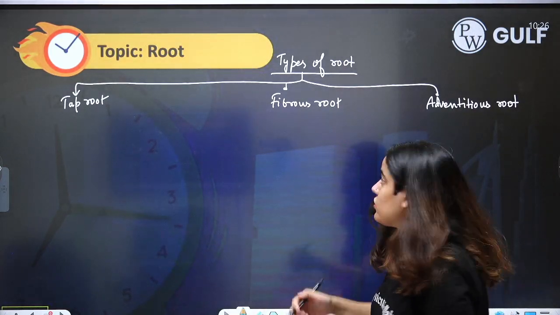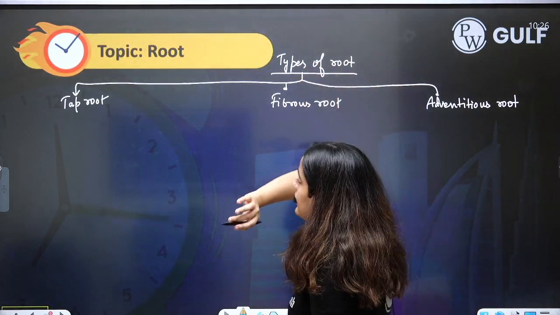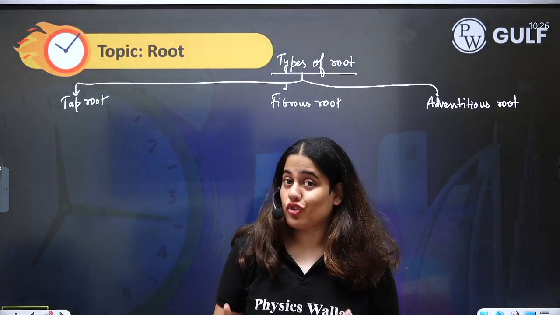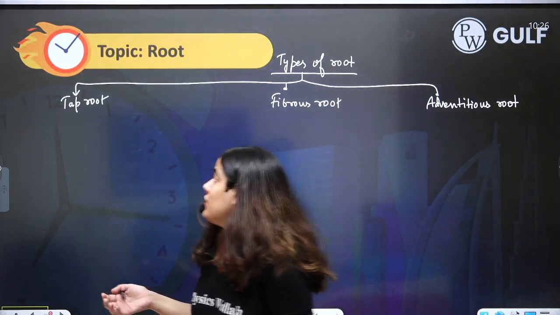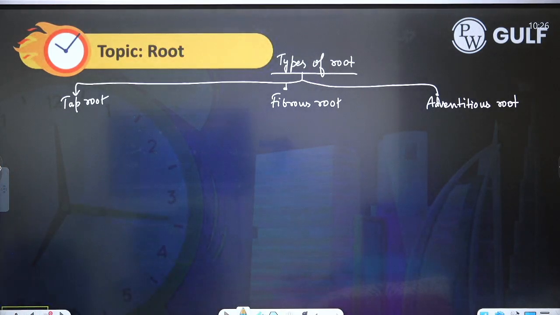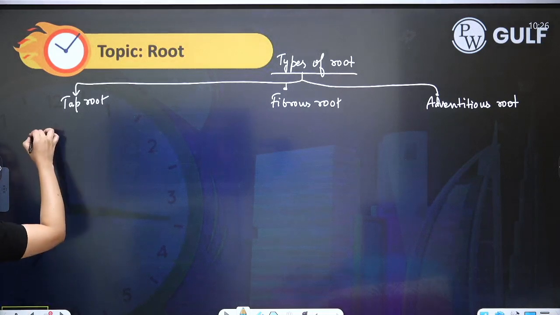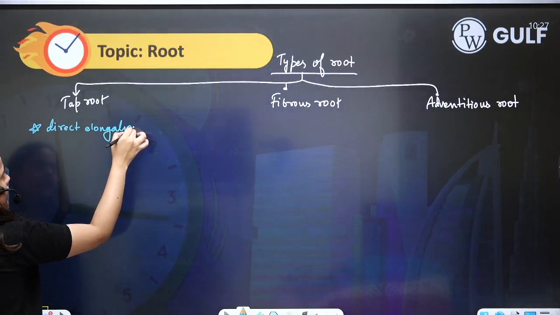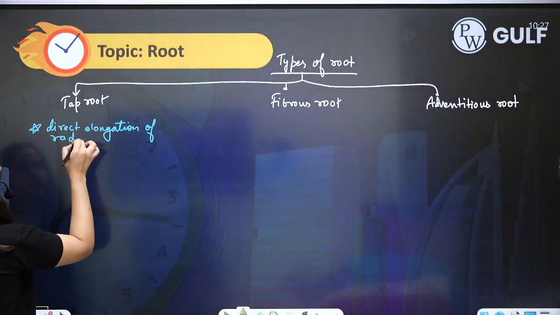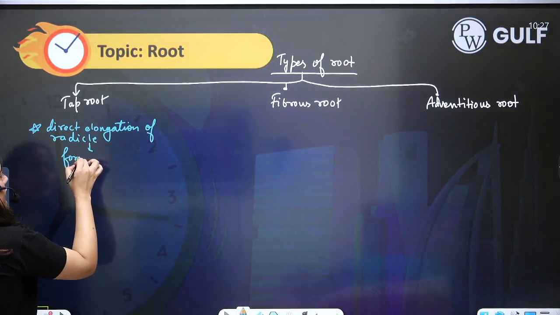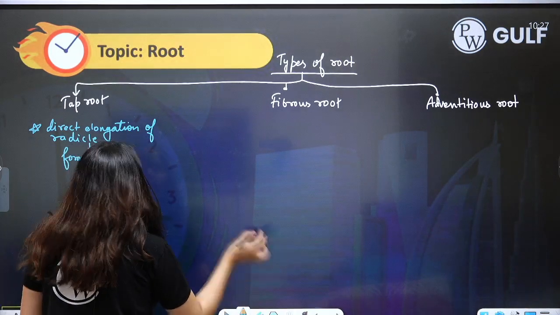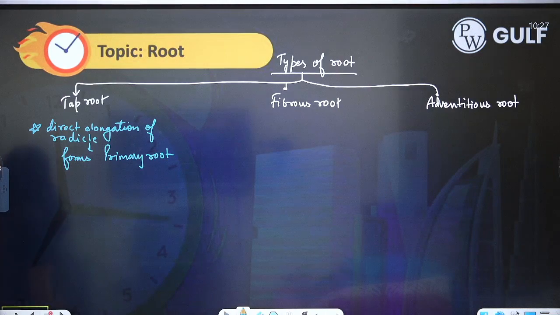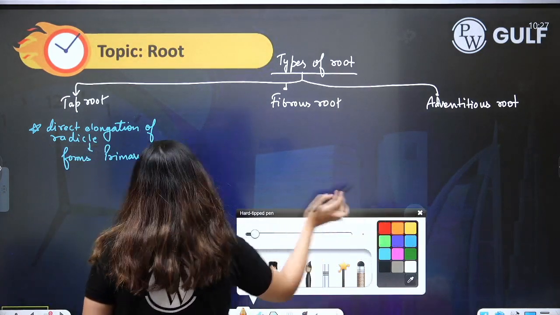So as all of you know, the embryo has two parts, right? Embryo has two parts, radicle and plumule. We have covered this topic. Plumule gives rise to shoot, and radicle gives rise to root. So whatever root is directly forming from the radicle is known as taproot system. So direct elongation of radicle forms primary root. So when the radicle grows, it grows into primary root. So this is, beta, primary root.